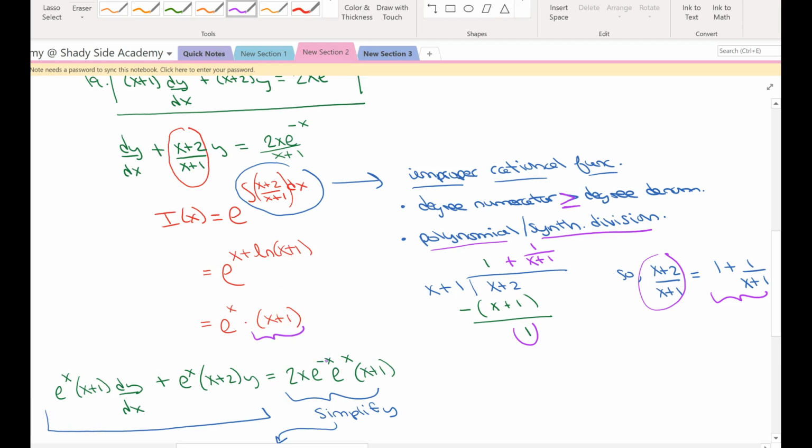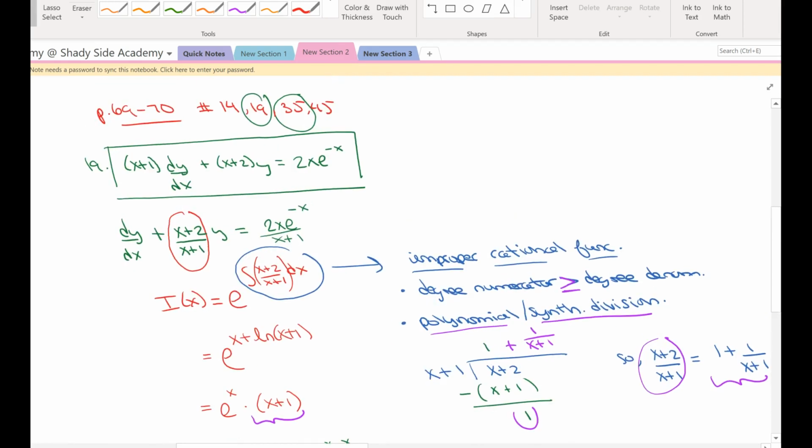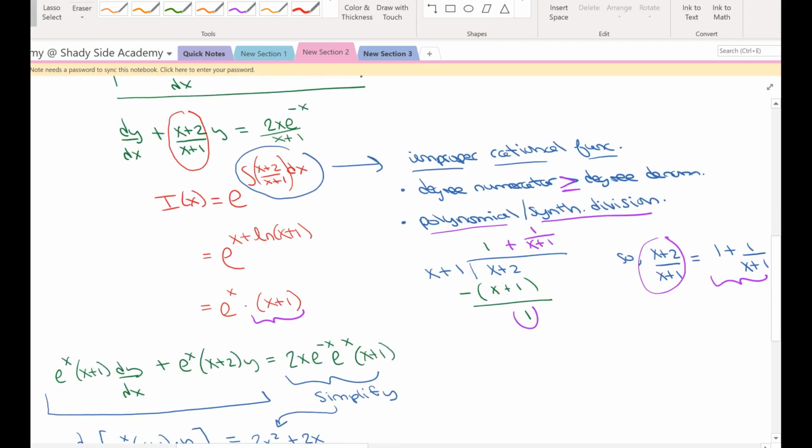And then what we're going to do here is multiply all of the terms in the DiffyQ on the left and right hand side by e to the x times x plus 1. And I just realized that I have to adjust because of my mistake up here. Do you see how when I divided by x plus 1, I didn't keep that here? You know what I mean? So let me just fix that. Hang on a second.